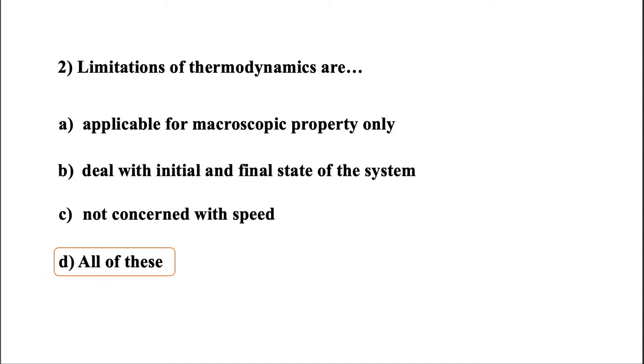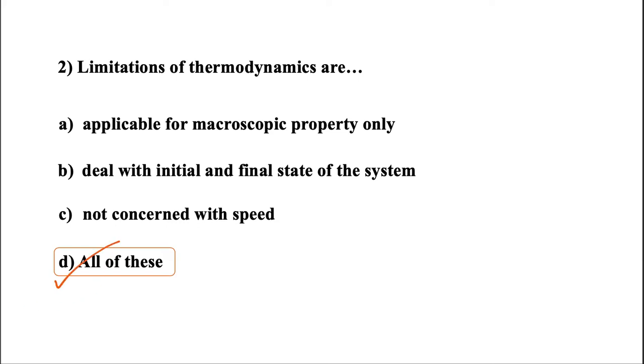Now, let's go to one more question. Limitations of thermodynamics. If you remember correctly, in the first class, we discussed the scope of thermodynamics. And at the same time, we discussed the limitations of thermodynamics. The very first point we discussed is that thermodynamics is applicable to only macroscopic properties. And it deals with the initial and final states of the system. Basically the systems are those that are at equilibrium, and it is not concerned with how fast the equilibrium is achieved. Thermodynamics does not have the ability to talk about the speeds of reactions. It can only say whether a process happens or not. If it happens, how much energy change is involved in that process. Therefore, all these three are limitations of thermodynamics.